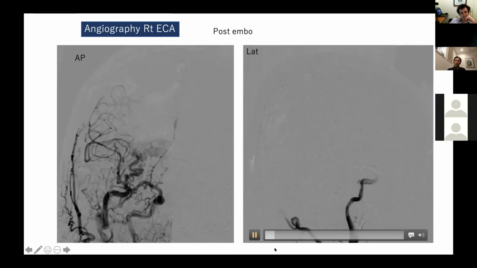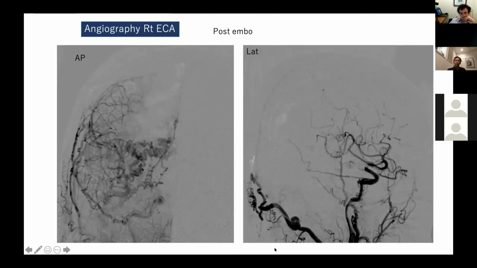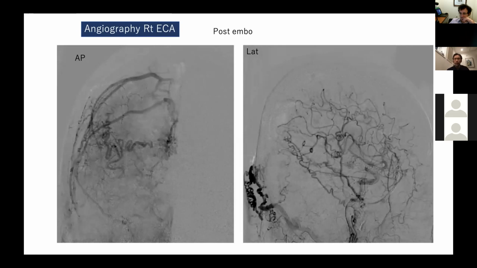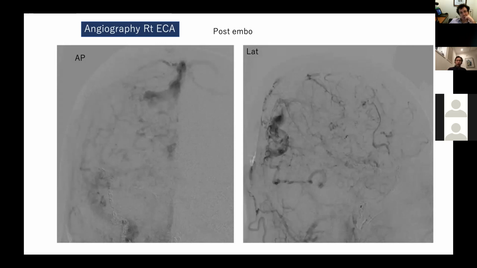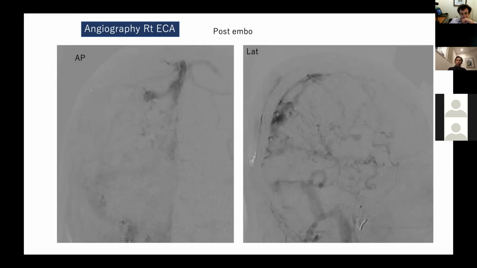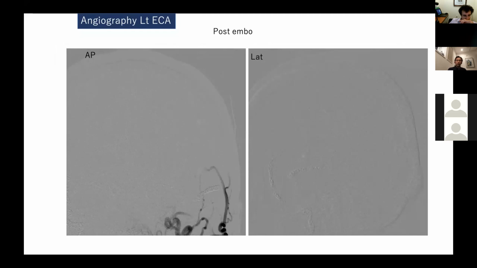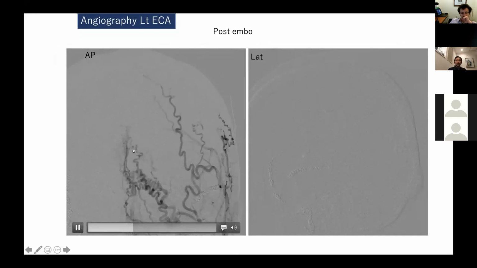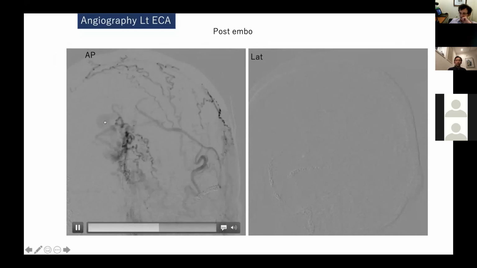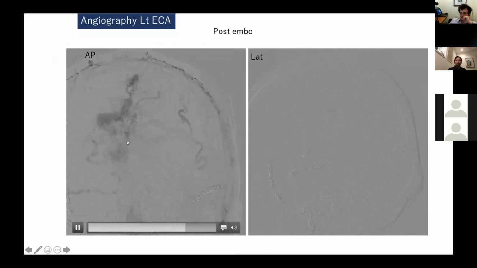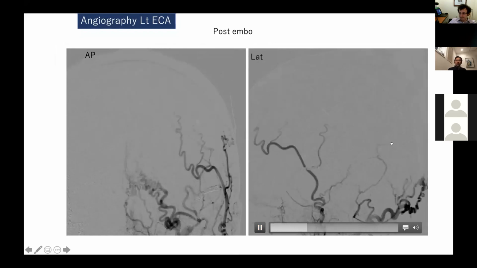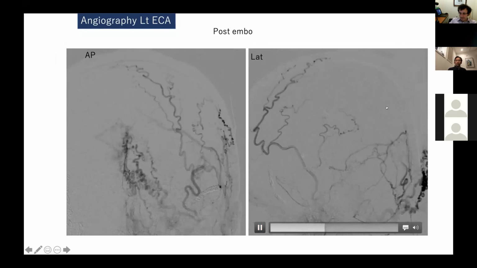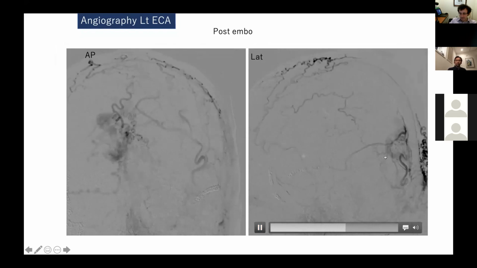We didn't feel that we needed to get complete obliteration of the shunt at the time, because we use NBCA, and most of the time it will cause further thrombosis, and we can usually expect the shunt to go away. Again, on the right external carotid artery injection, we see a very faint residual of the shunt. Most of the time this should be good enough for the shunt to go away later on.